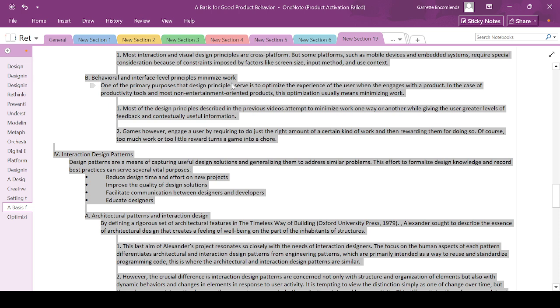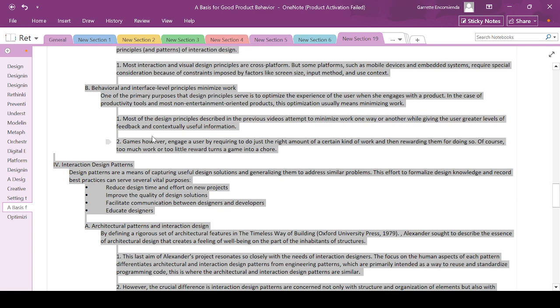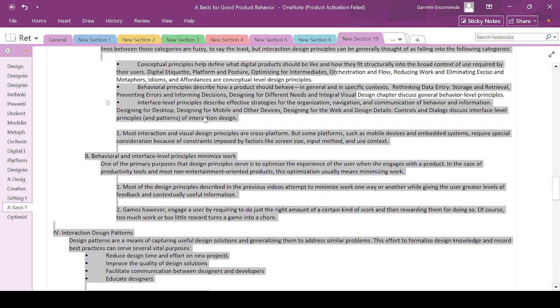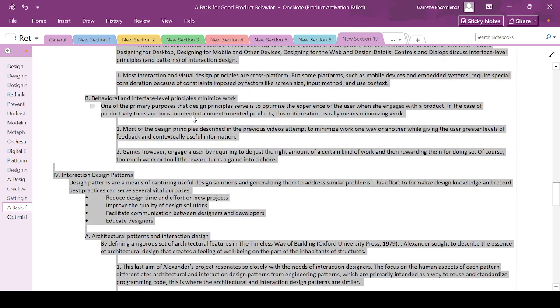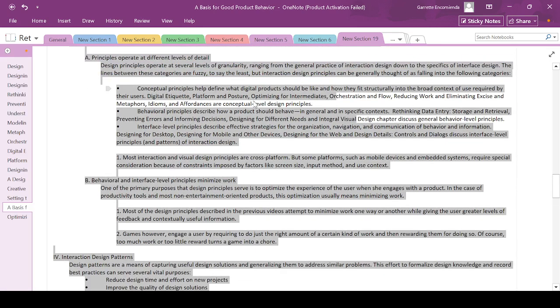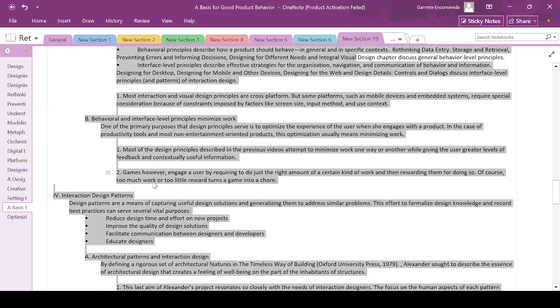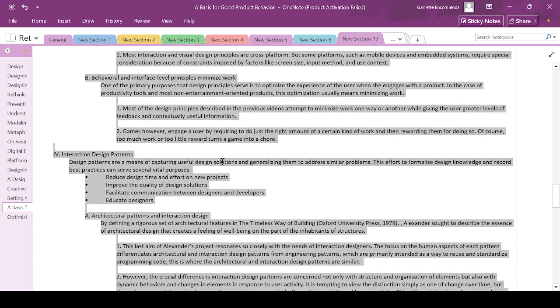Behavioral and interface level principles minimize work. One of the primary advantages of these behaviors and interfaces is that they minimize the actual work. So they follow the principles of orchestration and flow, optimizing for intermediates, digital etiquette. This is where you actually apply those higher level concepts. One of the primary purposes that design principles serve is to optimize the experience of the user when she engages with the product, to make it more useful.